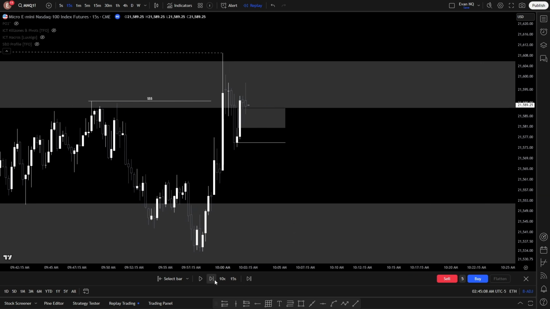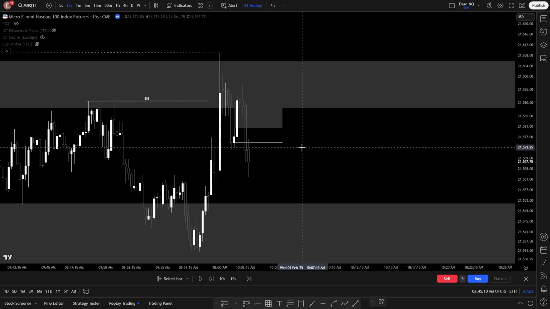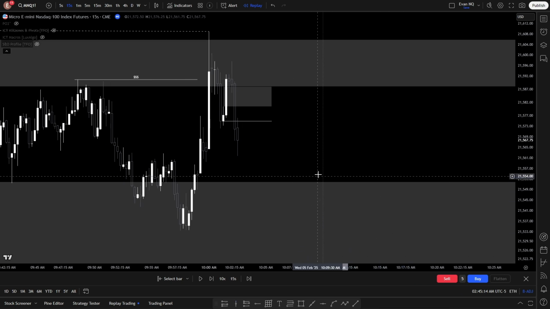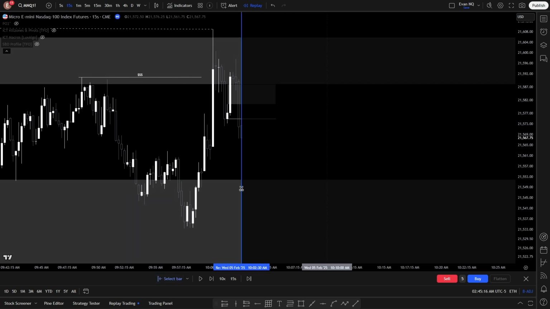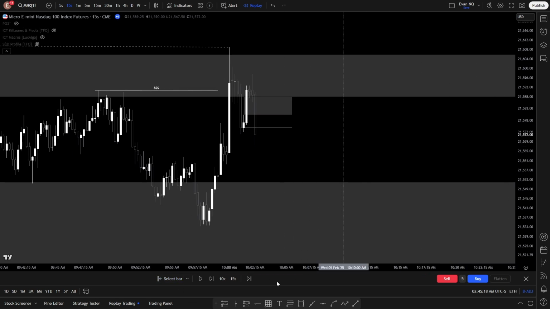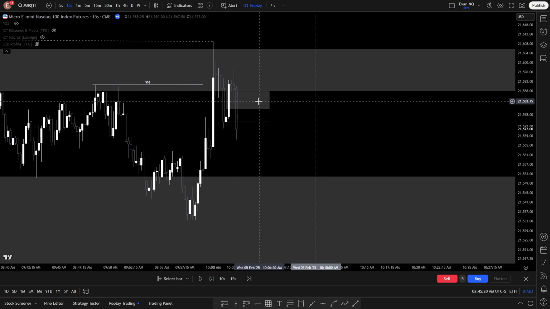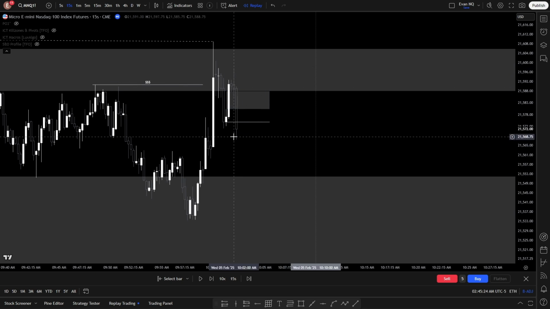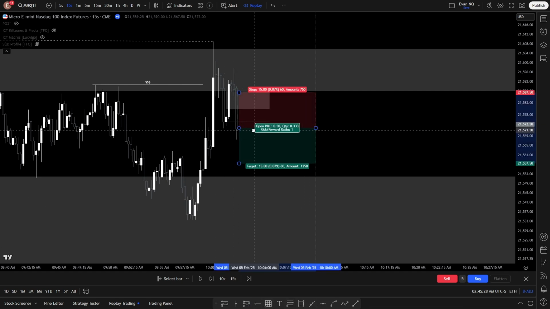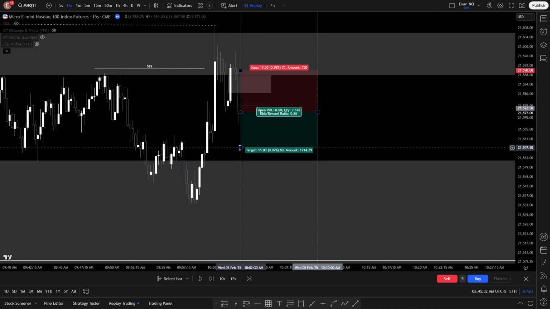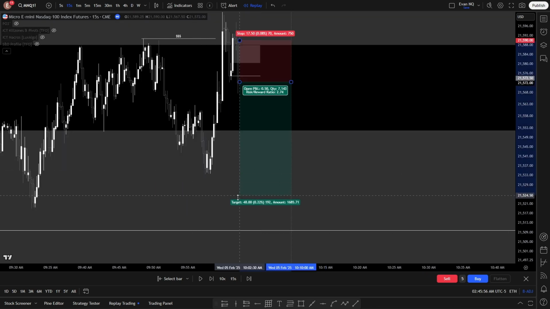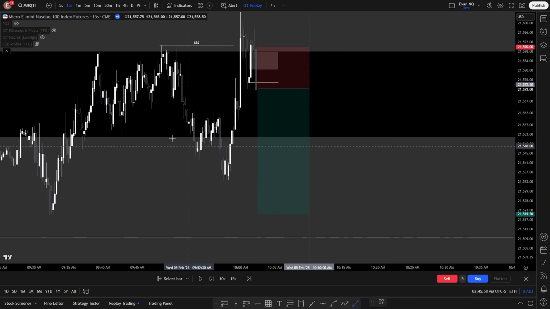So then I waited. We are still in the macro. Macro ends at 10:10. Okay, we get a closure below right here, and this is where I entered. We get this 15-second fair value gap ran through. We get speed and aggression towards this level, close below this. I enter right here, stop above the inverse, I close above, targeting this level right here.